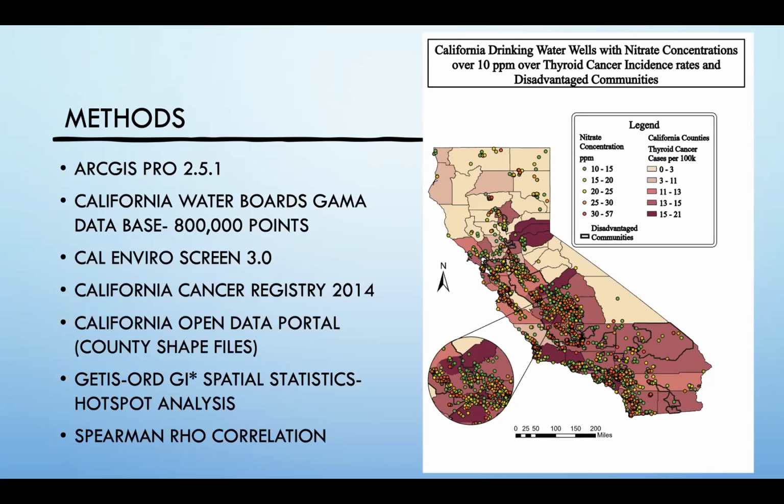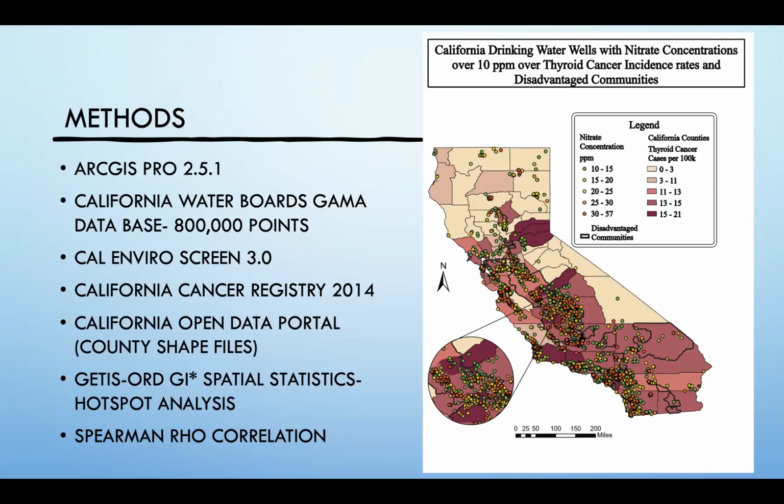And then the California Cancer Registry for 2014, using some data from the California Open Data Portal. I'll get more into the spatial statistics we used, the Getis-Ord Gi* hotspot analysis, and some regular statistical analysis with the non-parametric Spearman's rho correlation, since our data wasn't normally distributed.